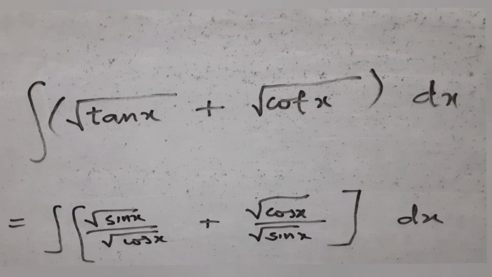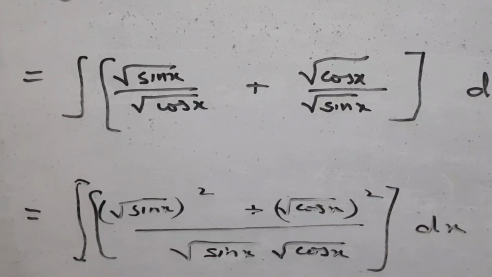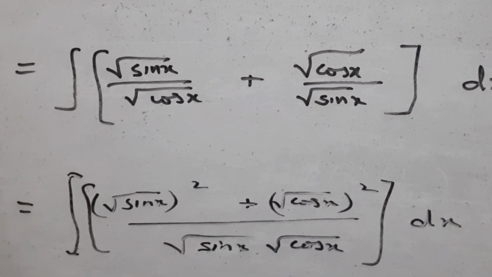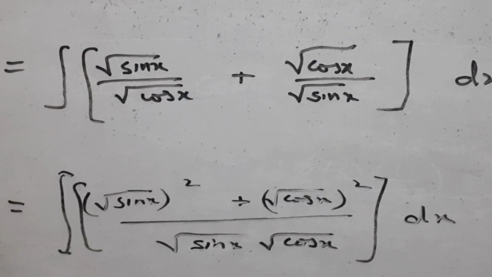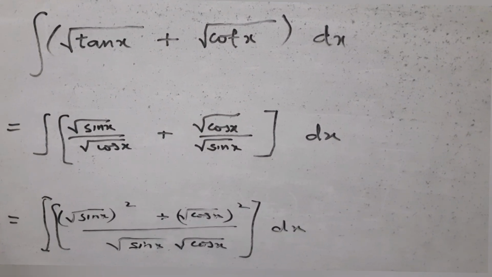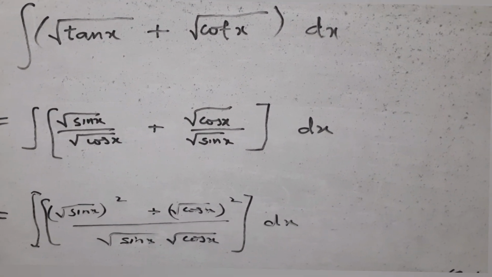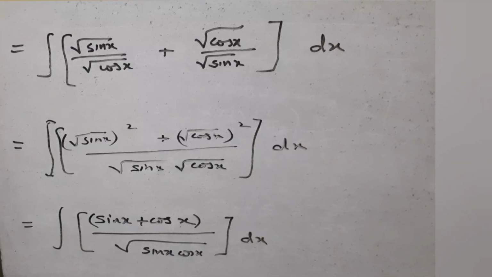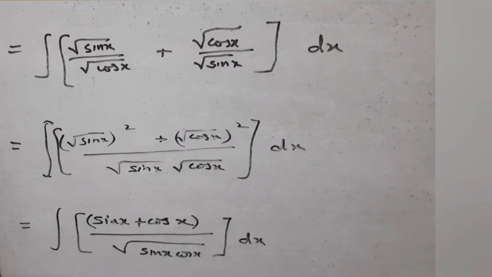On adding the fractions, we get root sin x the whole square plus root cos x the whole square, the whole thing divided by root sin x into root cos x. Root sin x into root cos x can be expressed as root of sin x into cos x.